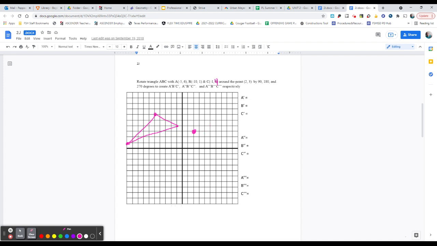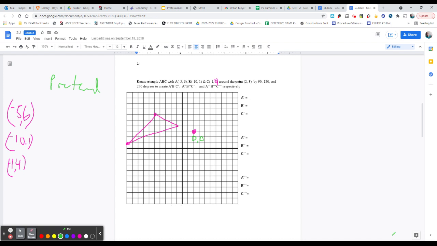Okay, so again, we have our three original points on the triangle. We have negative 5, 6. We have negative 10, 1. And I changed the last one to negative 1, 4. Again, now we have to go to pretend world, by pretending that our center 2, 3 is really 0, 0.